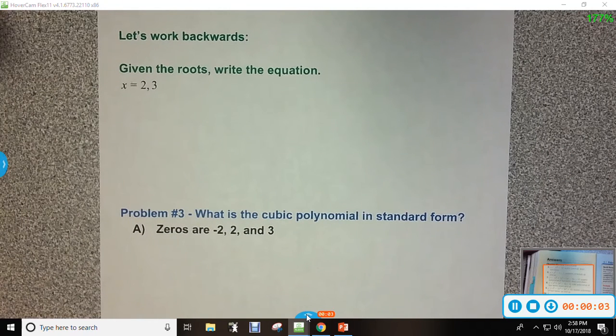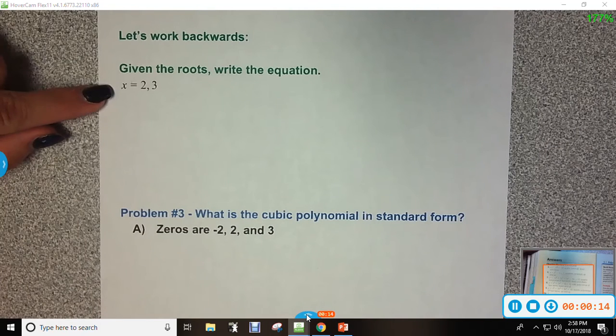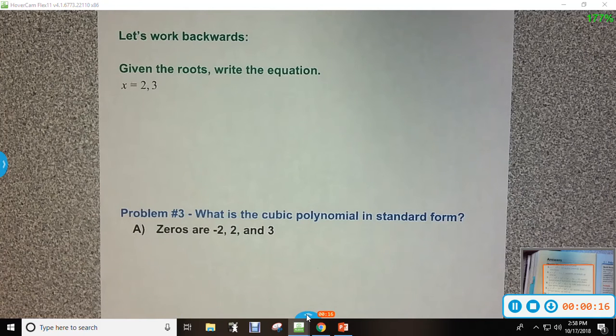Alright guys, so now we're going to work backwards just a little bit. What we've been doing is taking the equation and finding the roots. Well, now we're going to start with the roots and work back to the equation. So, to remember how we do that, I'm going to put problem 1 that we did earlier today back up.